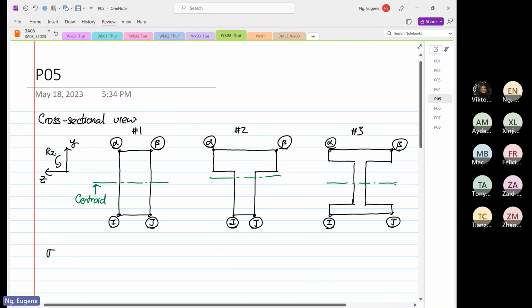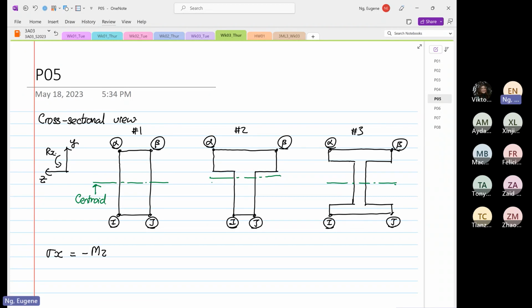Stress X is equal to minus Mz over Izz multiplied by y. Okay, so I just put some x's into it.